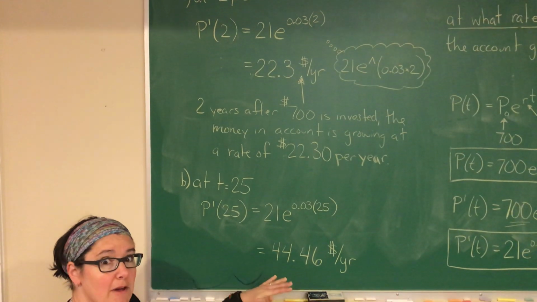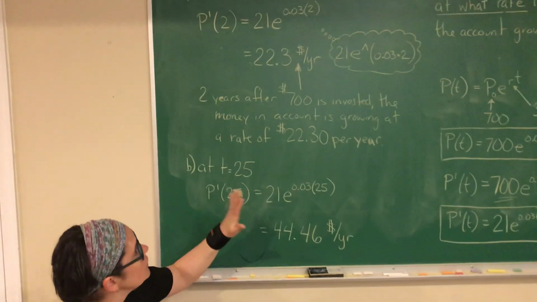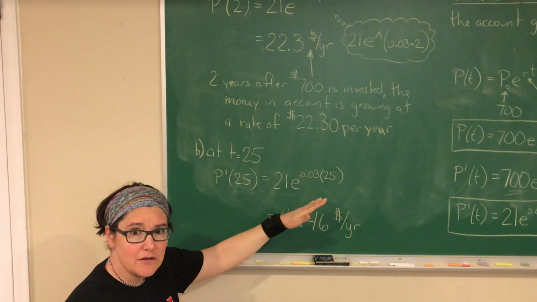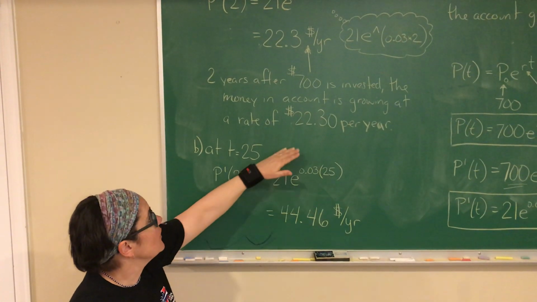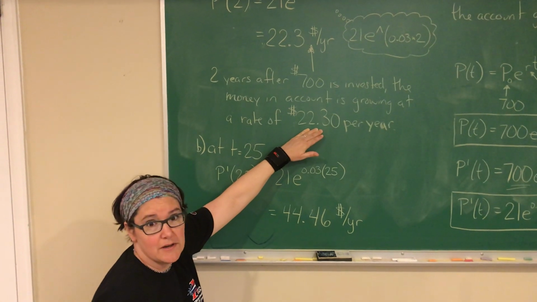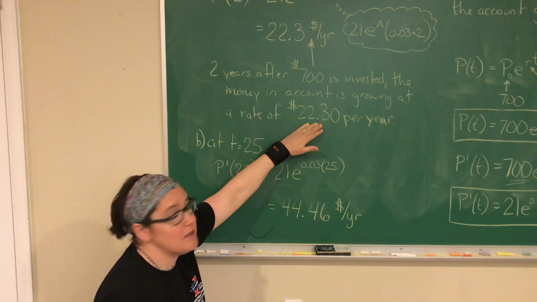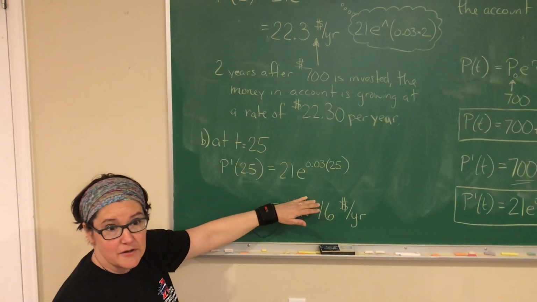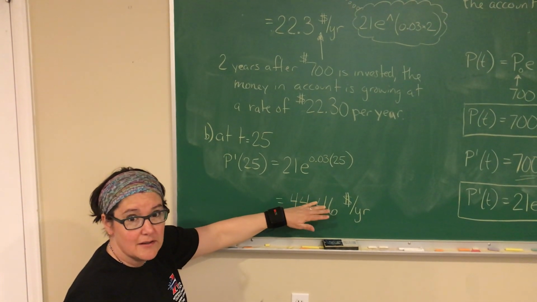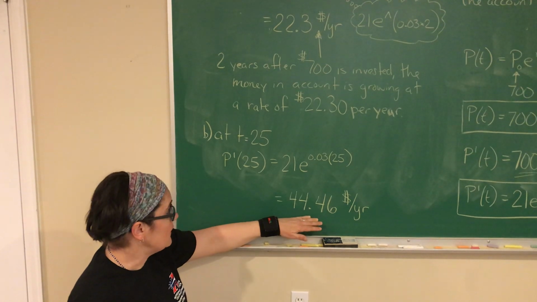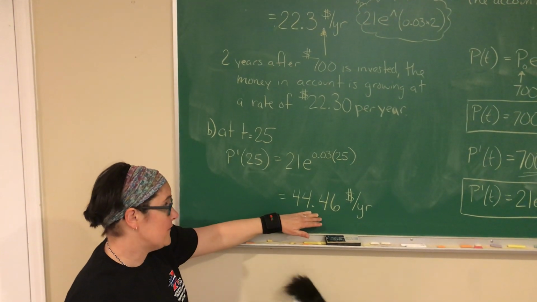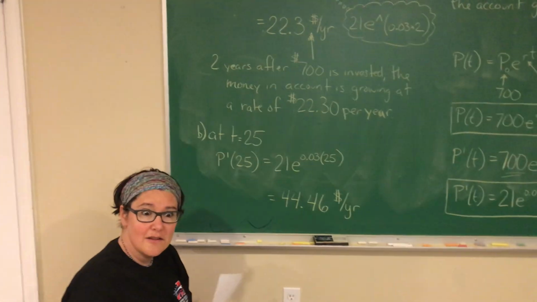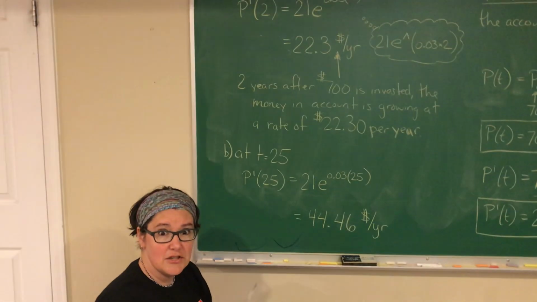All right, so think about this for a minute. When you invest $700, after 2 years, your investment is growing at a rate of $22.30 per year. After 25 years of that money sitting in your account, your investment is growing at a rate of $44.46 per year. So the longer you have the money in there, the greater it grows each year.